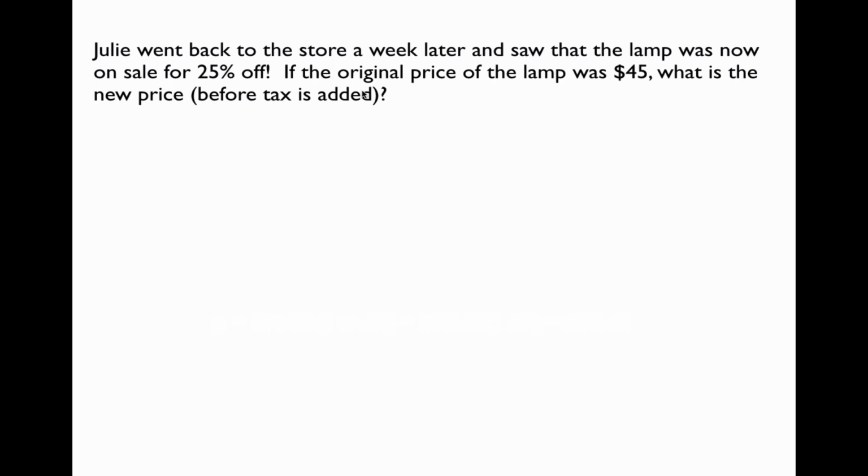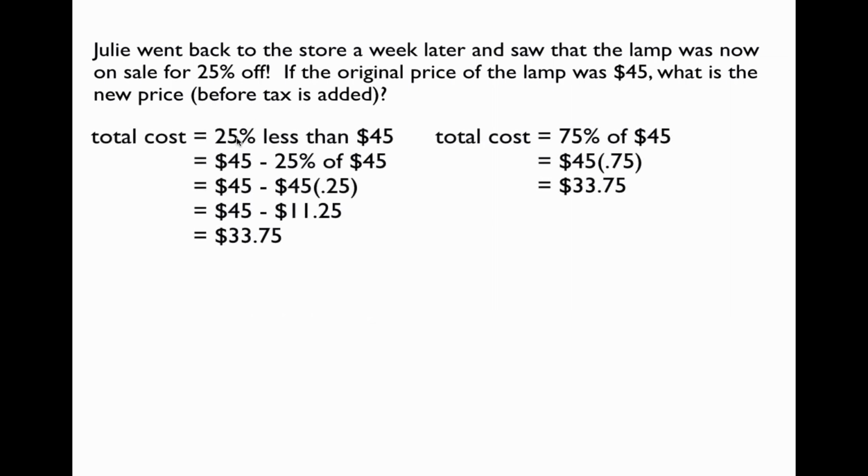All right, let's take a look at a second situation. Julie went back to the store a week later and saw that the lamp was now on sale for 25% off. If the original price of the lamp was $45, what is the new price? In this case, we're decreasing the value by 25%. We could take the same two approaches. We could think of this as 25% less than $45, in which case you'd have to find 25% of 45, which is $11.25, and take that away from $45, and that gives you $33.75.